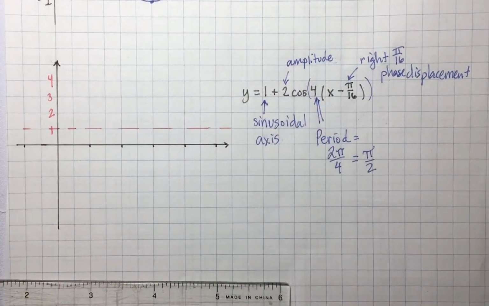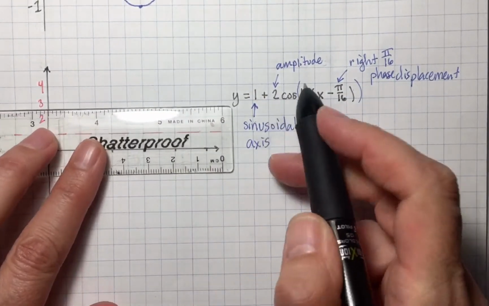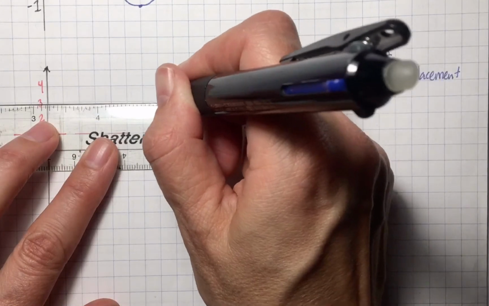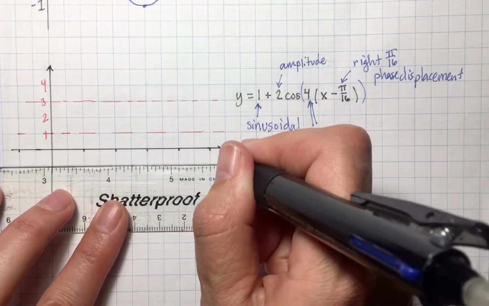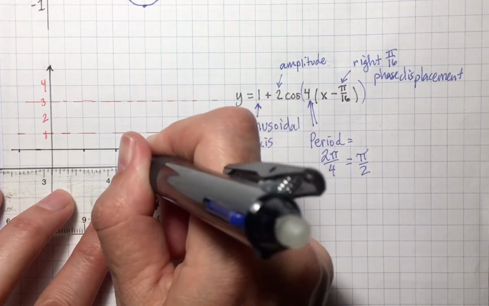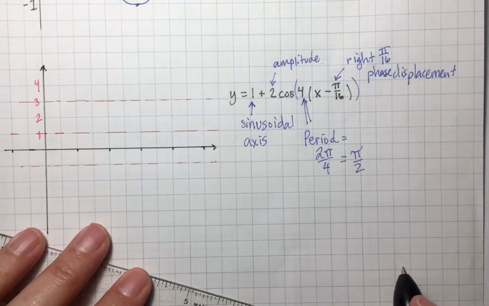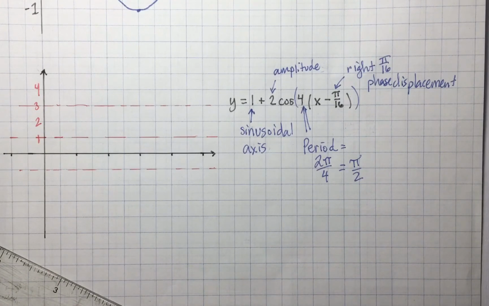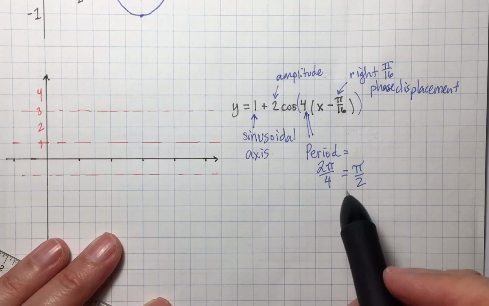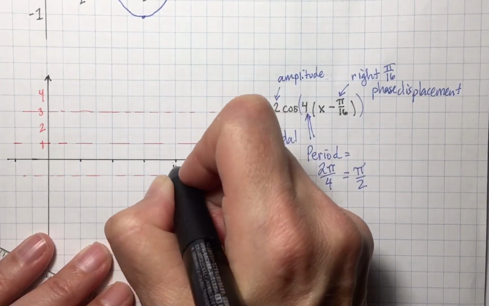And then I'm going to draw another dotted line 2 above that sinusoidal axis. And then 2 below the sinusoidal axis. So I'm kind of building a frame that my graph is going to fit into. And then setting up my horizontal scale, this is the hardest part. The way I usually do this is I go to the 8th box and make that my period. So 2, 4, 6, 8th box period is pi over 2.